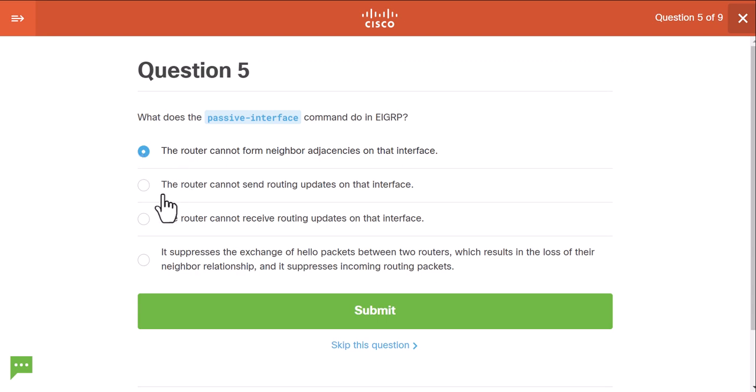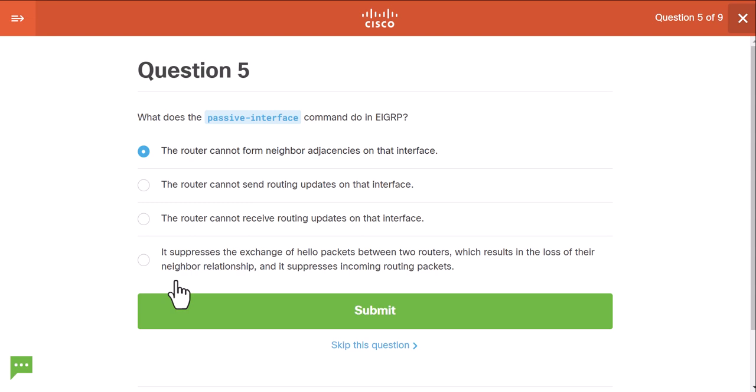Let's just check other options and see why they are not correct. The router cannot send routing updates on that interface. Well, it cannot establish connections, and that's why it will not be sending updates. The router cannot receive routing updates on this interface, also incorrect for the same reason. It suppresses the exchange of hello packets between two routers, which results in the loss of their neighbor relationship, and it suppresses incoming routing packets.